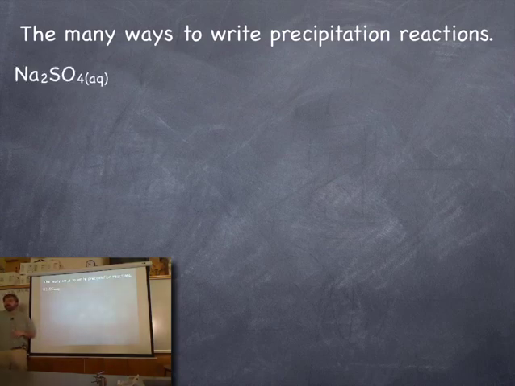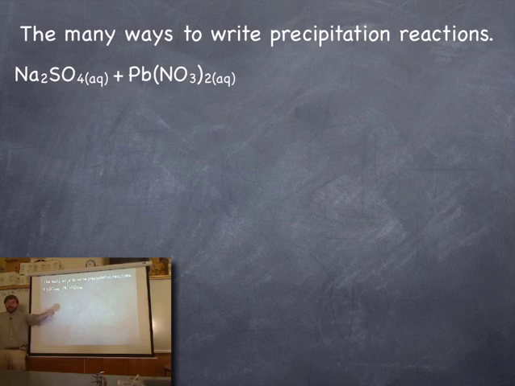Let's say I mix two solutions. I have a sodium sulfate, totally soluble. This is a solution where the ions are already split apart. And I'm mixing it with a lead nitrate solution. So I'm taking two separate solutions in different containers and pouring them together into one container. The question is, what are the products?